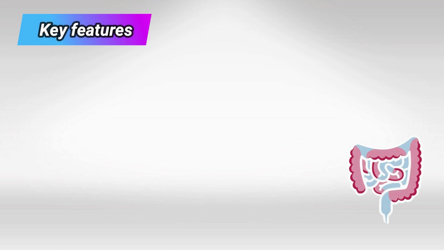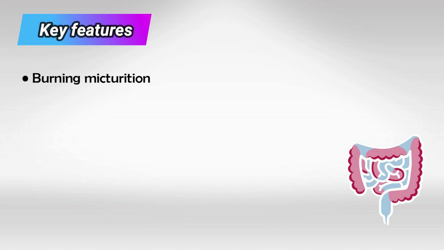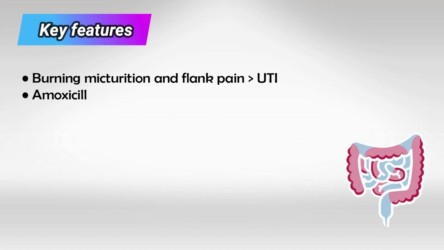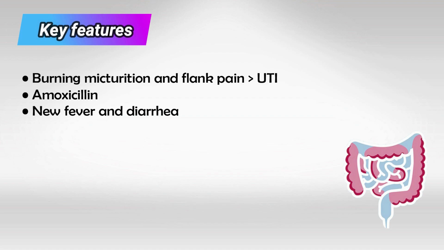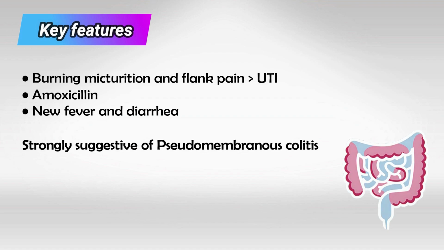To answer any case, first we have to break down the important notes, which are also known as the key features. We said that she was having burning micturition with flank pain, and that was indicative of UTI. She took amoxicillin, and after taking amoxicillin, she developed new fever with diarrhea. This is strongly suggestive of pseudomembranous colitis.